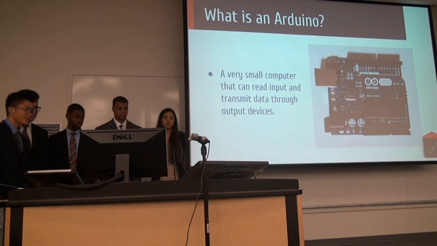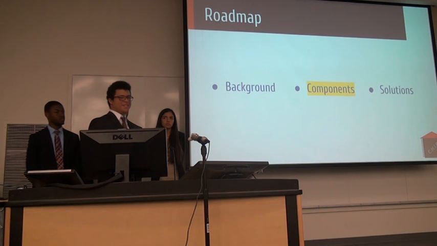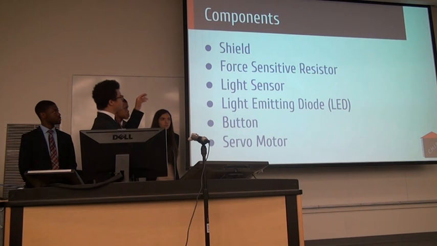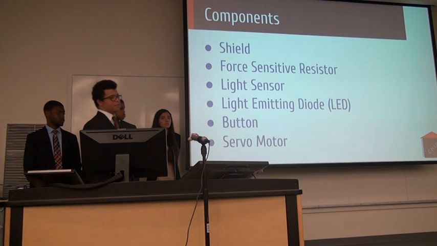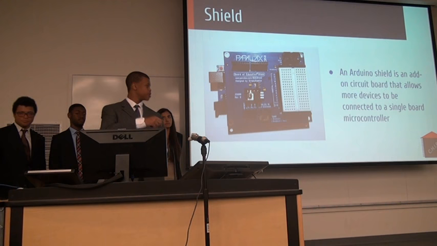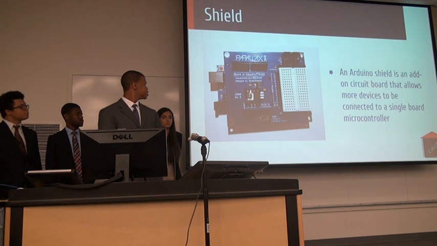Right now, we'll show you what the components to our two projects were. The basic components of all of the projects that we did were the shields, the force-sensitive resistors, the light sensor, the light-emitting diodes, the button, and the servo motors. All right, so this is a shield. I'm talking about Arduinos. A shield is an add-on module that you stack vertically on the Arduino. The one that we used has a breadboard right here, which allows for easier wiring. And there are other shields that add additional functionalities, such as Wi-Fi and GPS.